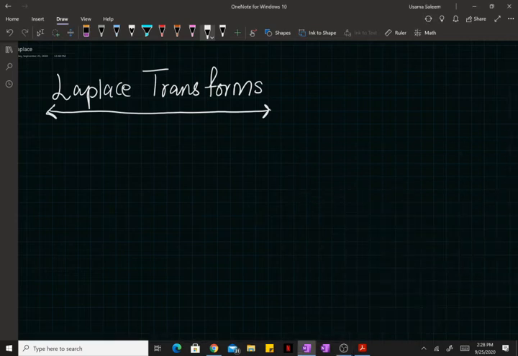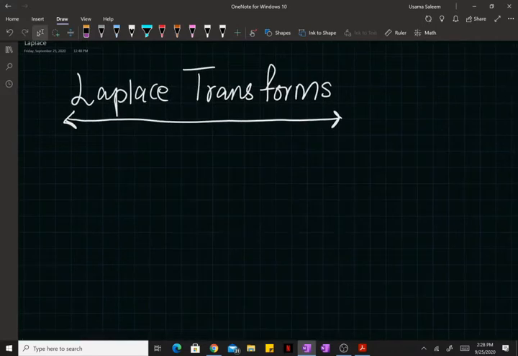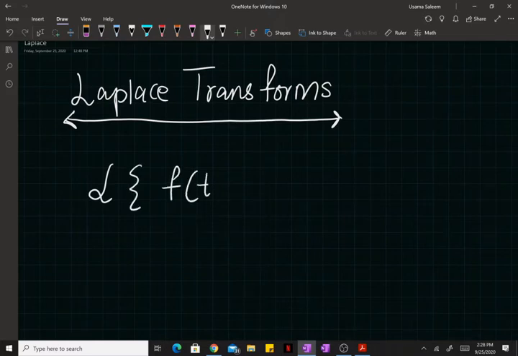In this video, we're going to talk about Laplace transforms, probably the most important mathematical tool that you will use in a control systems class. You probably have already encountered it in a differential equations course. The Laplace transform is an operation on a time dependent variable, f, a function of time.